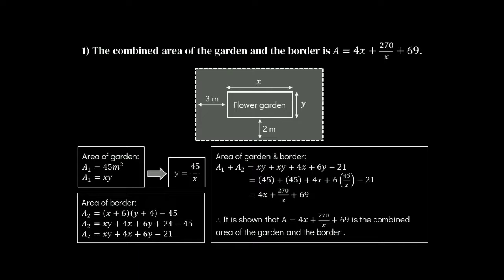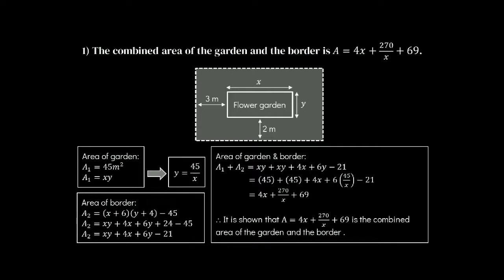Next, we need to find the area of border. To find the area of border, we need to exclude the flower garden from the whole area. For that, we create an equation which is A2 equal to (x plus 6)(y plus 4) minus 45 to find the area of border. After we calculate the equation, we get A2 equal to xy plus 4x plus 6y minus 21.